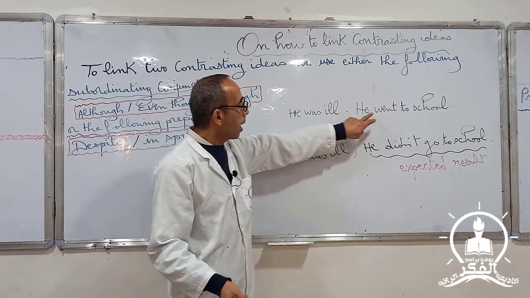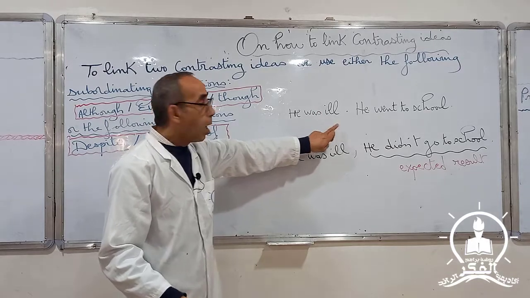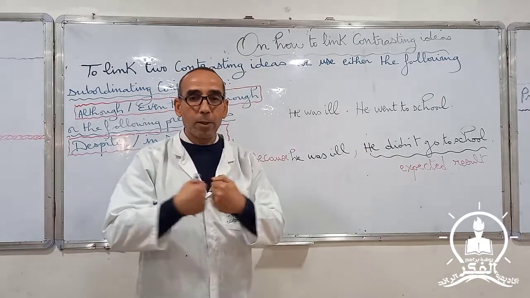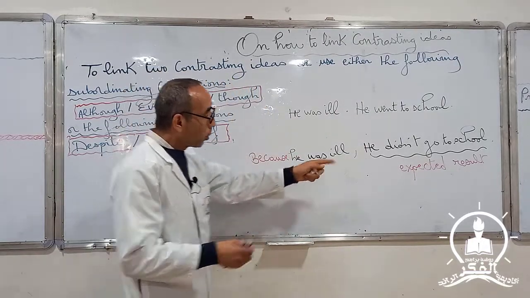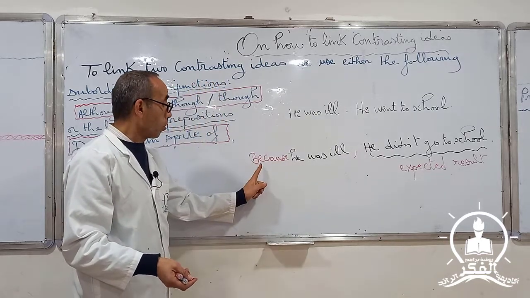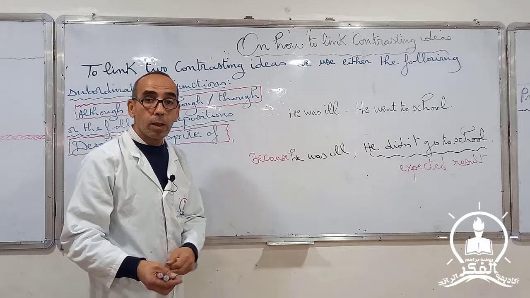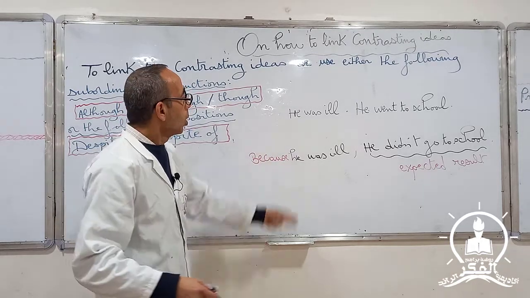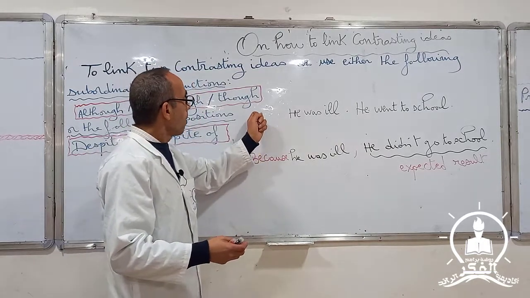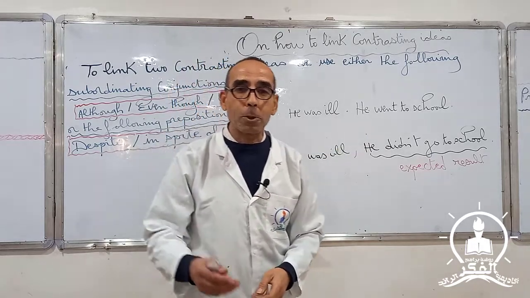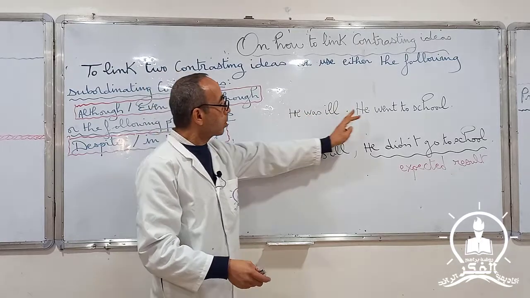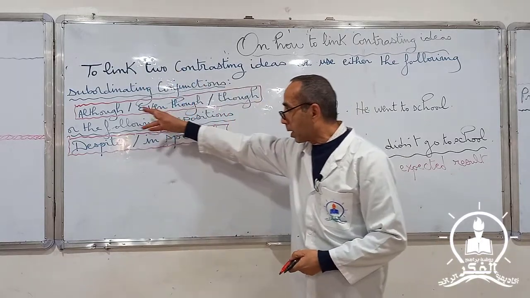But look at these two ideas. He was ill and he went to school. This is surprising. This is contrasting. Here we speak about contrast. Then, if we want to link these two ideas with either so, as we did before, or because, we don't get a correct sentence. If we say he was ill, so he went to school, it's illogical. If we say because he was ill, he went to school, normally he doesn't go to school, he goes to hospital or to see a doctor. Okay? Then, if we want to link these two contrasting ideas, we have to use one of these words.